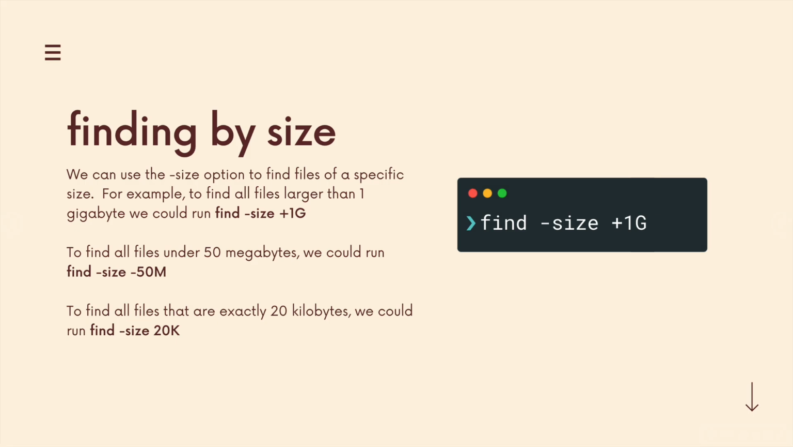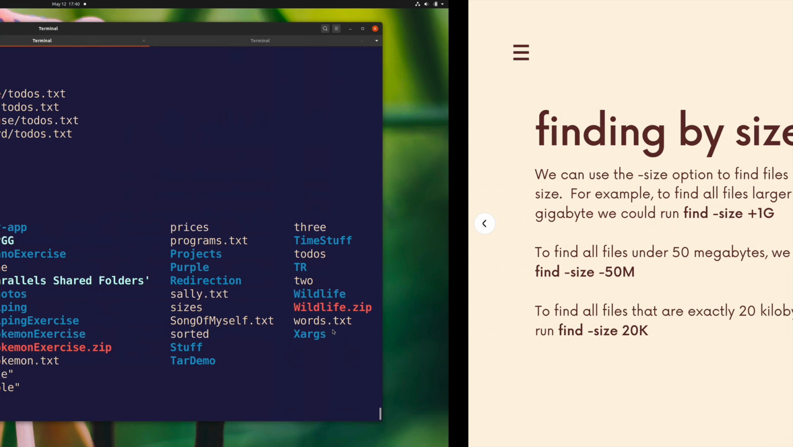We can find by file size. So the dash size option expects us to pass a size, like 20K for 20 kilobytes or 50M for 50 megabytes, and then optionally a sign prefix. So plus 1G will find files larger than 1 gig. Minus 50M will find files smaller than 50 megabytes. No sign, just 20K, will find files that are exactly 20 kilobytes. So let's do a quick example.